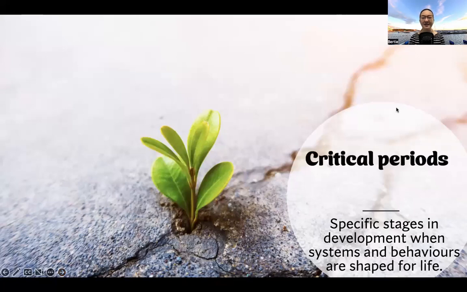Critical periods. Specific stages in development when systems and behaviors are shaped for life.